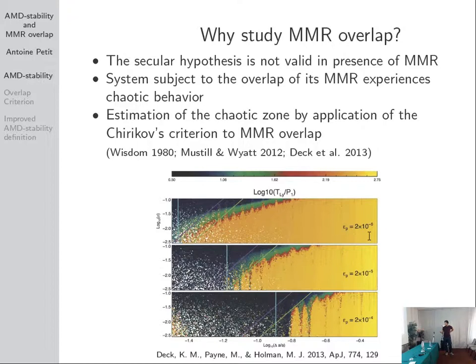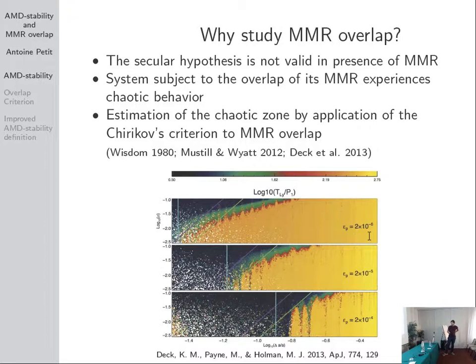As you can see in the simulations made by Deck in 2013, here is the semi-major axis difference, and here is the eccentricity, for different mass ratios. Here it is 10 to the minus 6, and here it's 10 to the minus 4. Blue means instability because it's a small Lyapunov criterion. We see that there is an area where the system becomes unstable, and it's growing with the masses of the planets.